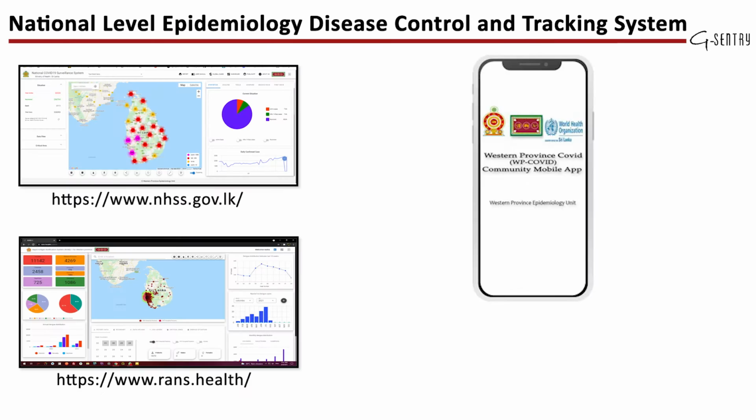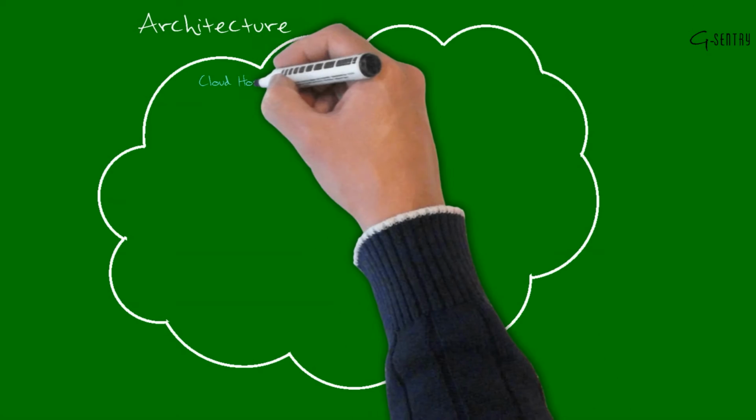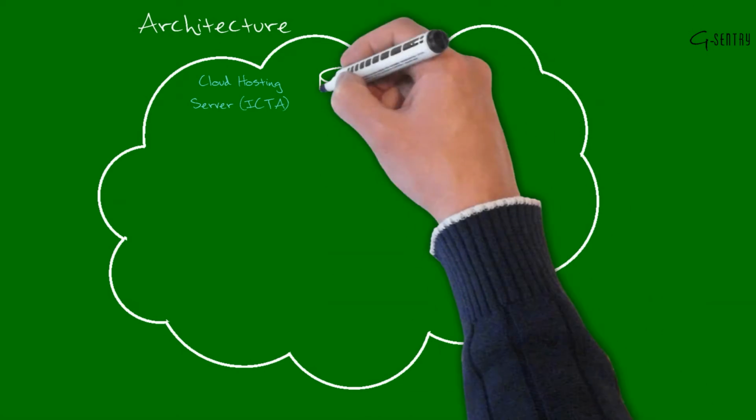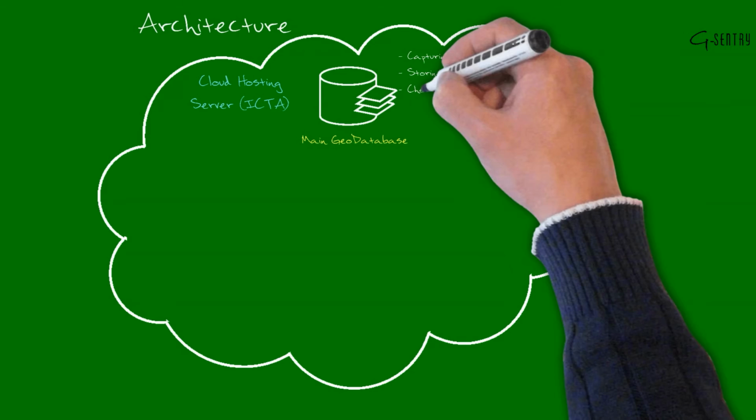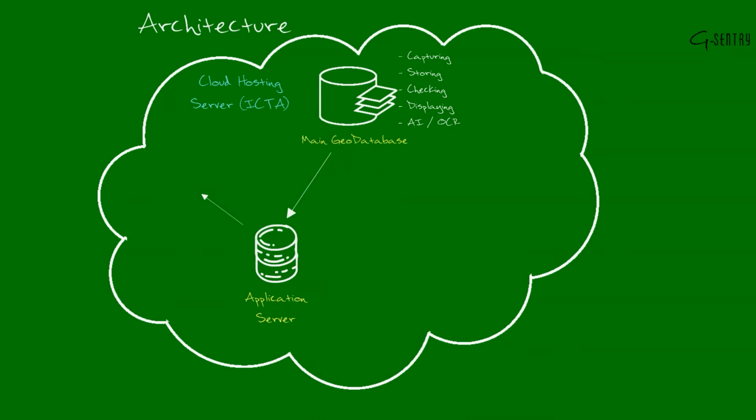This is our innovative solution to overcome pandemic situations. System architecture. Centralized cloud hosting servers deployed at ICTA and powered with a geodatabase, application server, web service, and geocoding engine.